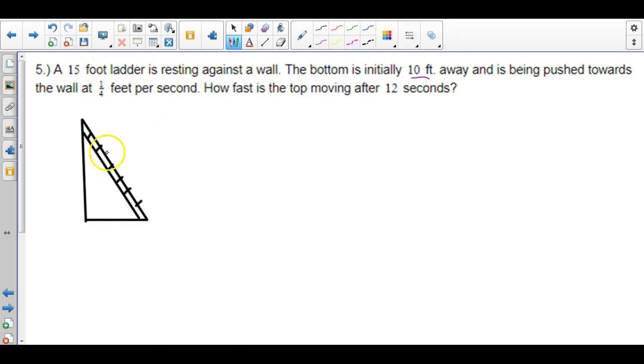So the ladder is resting against the wall. The ladder itself is 15 feet. The bottom is initially 10 feet away. And the bottom, again, is being pushed towards the wall. Okay, since this arrow is moving towards the left, this is kind of weird, I'm going to call my dx/dt negative 1/4, and then feet per second.